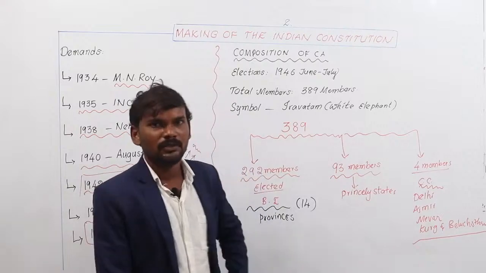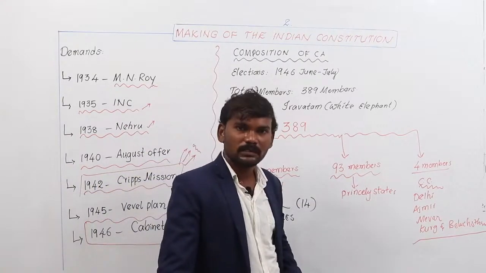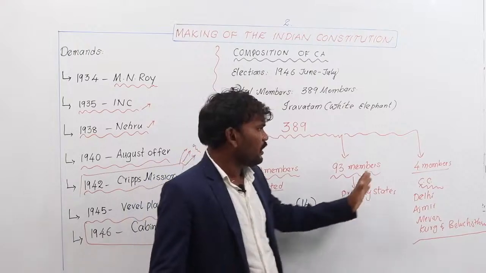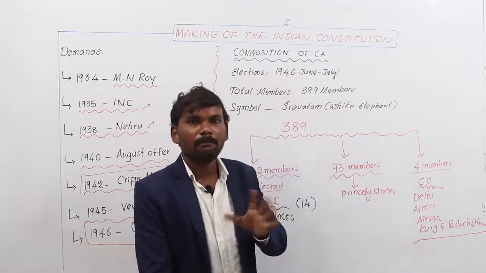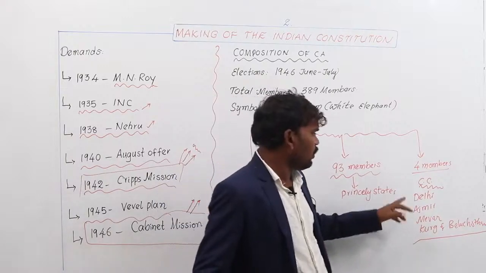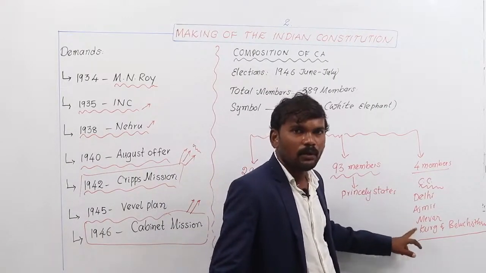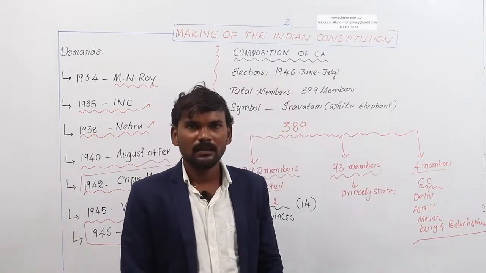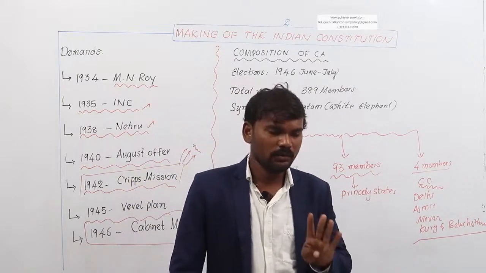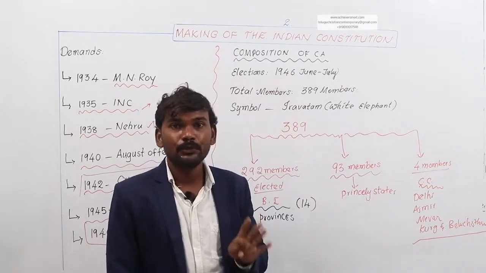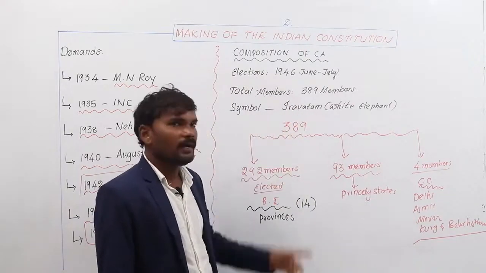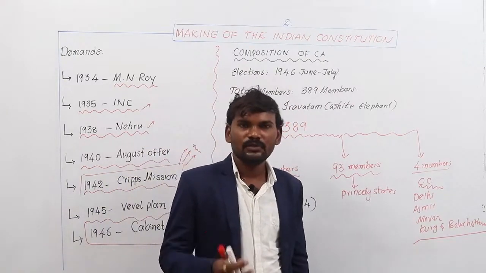93 members were elected or nominated from the princely states. There were 564 plus princely states, and of these, 93 members were nominated, and 4 seats were reserved for chief commissioners. There were 4 chief commissioners in India in 1946: Delhi, Ajmer, Mewar, Coorg and Baluchistan. These are like Union Territories, directly administered by an officer appointed by the British government. This is the composition of the actual Constituent Assembly before the Muslim League quit.